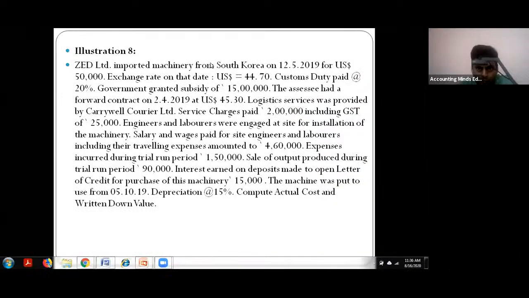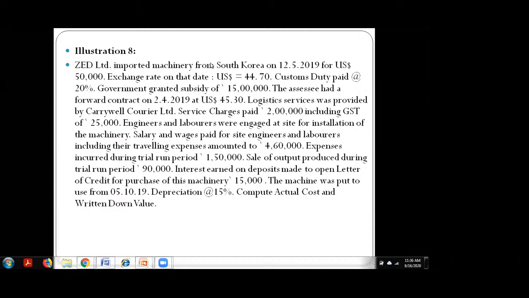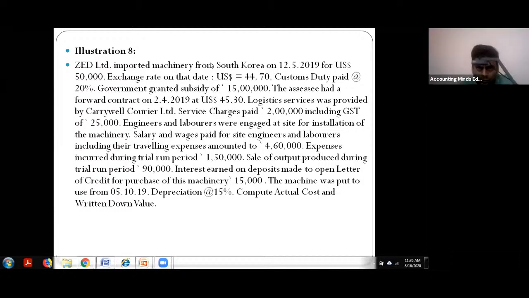Interest, sir. So, can you show the question, sir? Yeah, I'm going there. Yeah, there you go. What, Naveen? Sir, interest 15,000, added. No, less, sir.